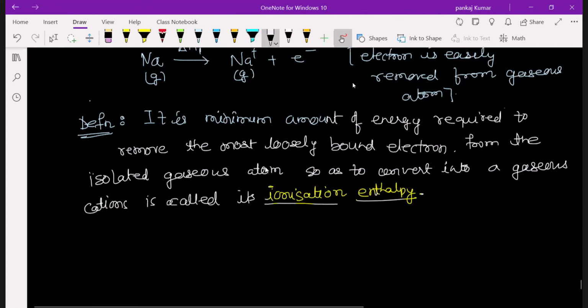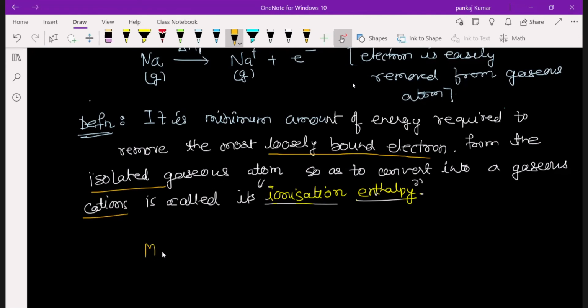I think it's clear now here. So it is the minimum amount of energy required to remove the most loosely bound electron from the isolated gaseous atom so as to convert it into cations, like sodium is converted into sodium plus. So this amount of energy is called ionization energy.